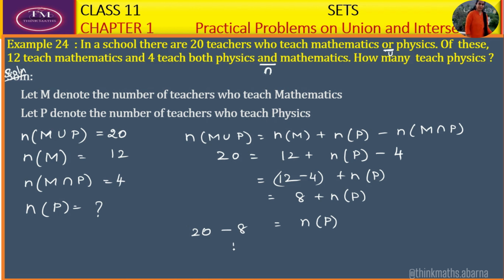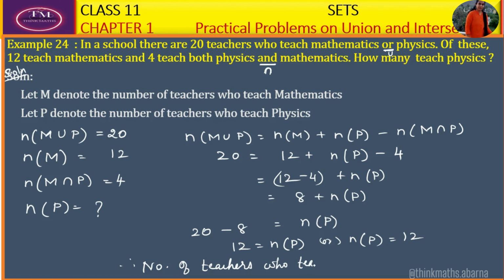20 minus 8 is 12. 12 is equal to n of p, or number of elements in p is equal to 12. So therefore number of teachers who teach physics is 12. Okay. Now p is equal to 12.